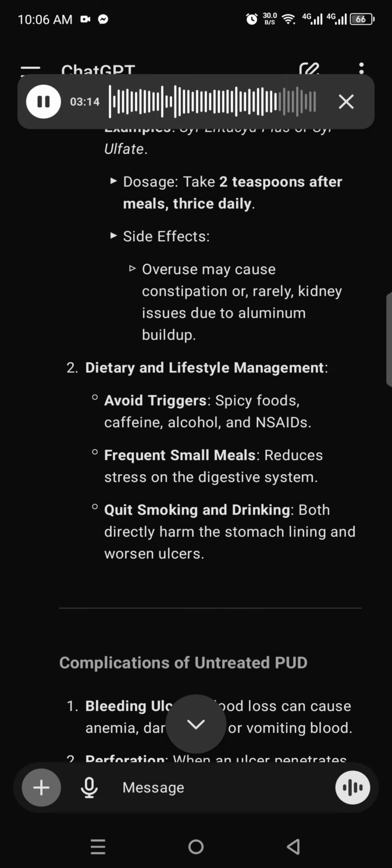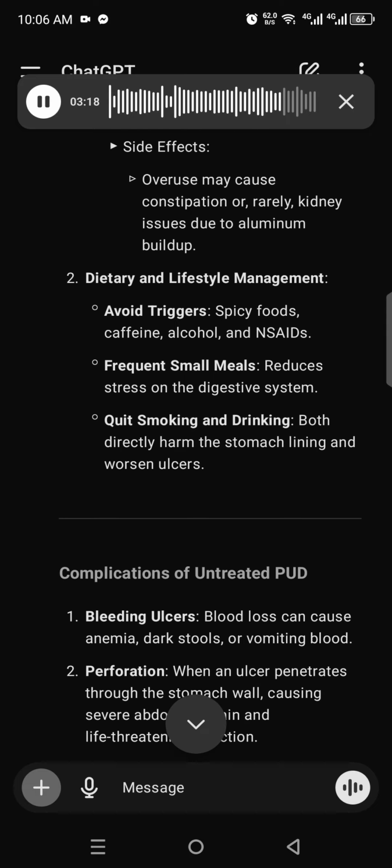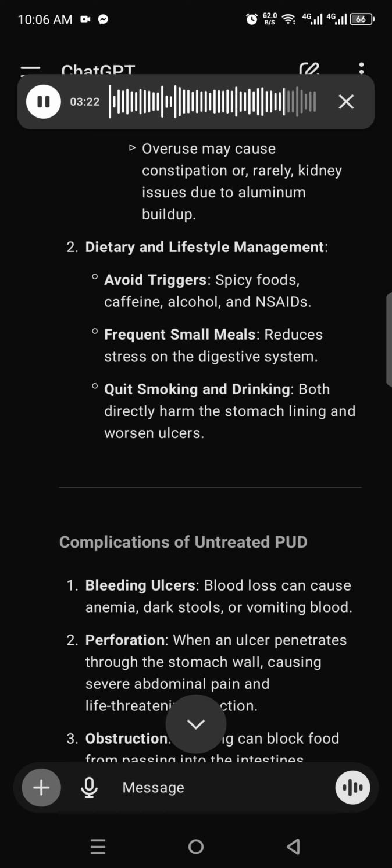2. Dietary and lifestyle management. Avoid triggers: spicy foods, caffeine, alcohol, and NSAIDs. Frequent small meals reduce stress on the digestive system. Quit smoking and drinking. Both directly harm the stomach lining and worsen ulcers.